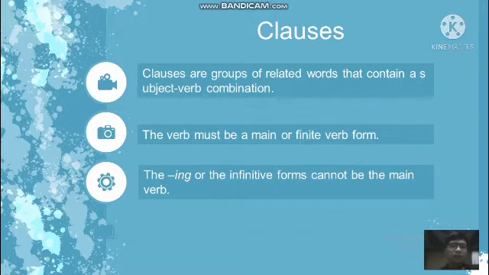So what are infinitive forms? The infinitive form of a verb is usually preceded by the word to. Okay? Such as to run, to dance, and to think, for example. But take note that the infinitive form is not always preceded by to. It is not always preceded by the word to.